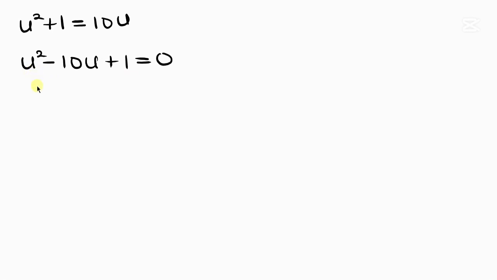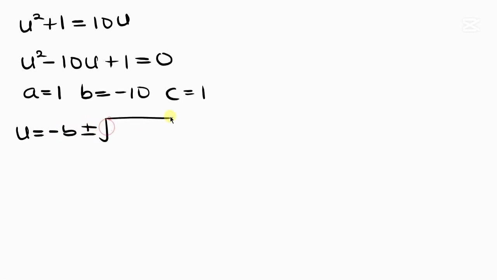Now from this quadratic equation, a is the coefficient of u squared, which is 1. b is the coefficient of u, which is negative 10. And c is the constant term, which is 1. So since we're looking for u, using the quadratic formula, u is equal to negative b plus or minus the square root of b squared minus 4ac all over 2a.